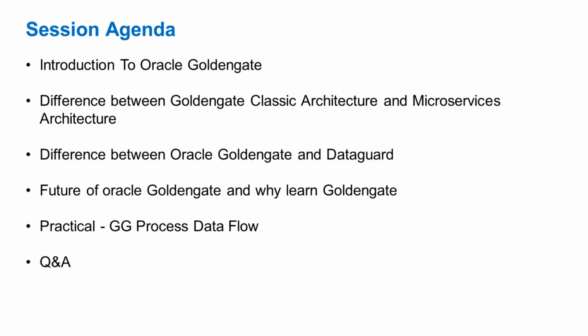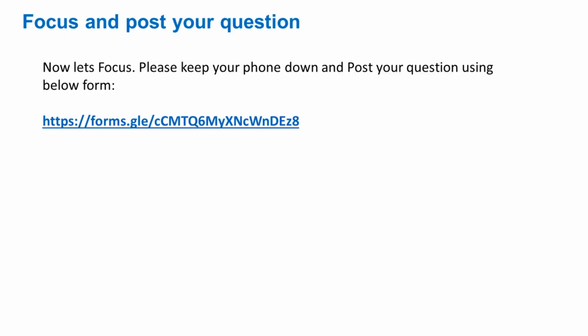Today's session agenda includes an introduction to Oracle Golden Gate. Then we discuss the different types of architectures of Oracle Golden Gate, like classic architecture and microservices architecture, and the differences between classic and microservices. Then we are going to discuss the difference between Oracle Golden Gate and Data Guard and how those two can be used together, and some use cases where they are used. Then we look at the future of Oracle Golden Gate and why to learn Golden Gate, and then we'll have a question and answer session as well.